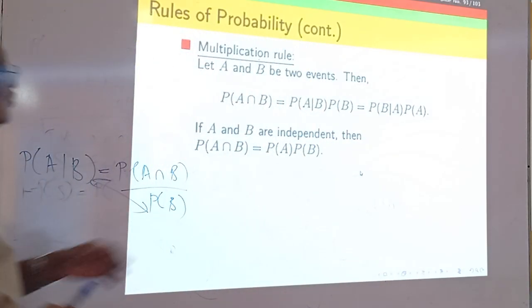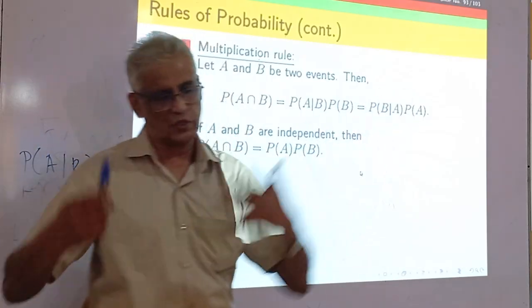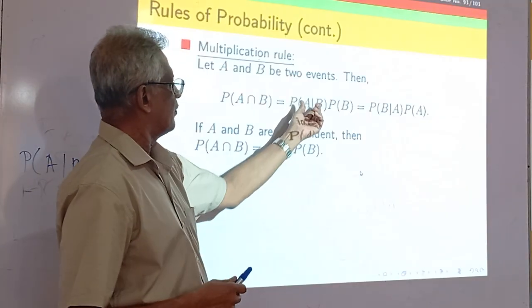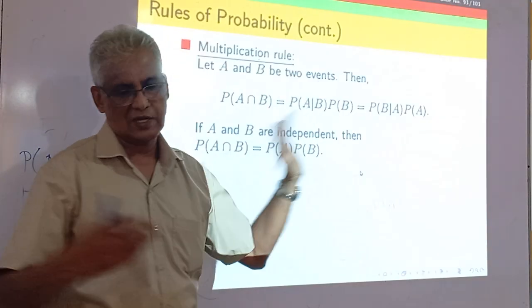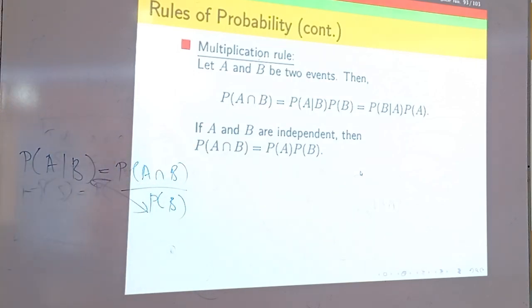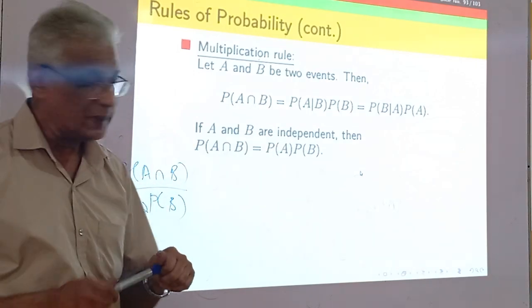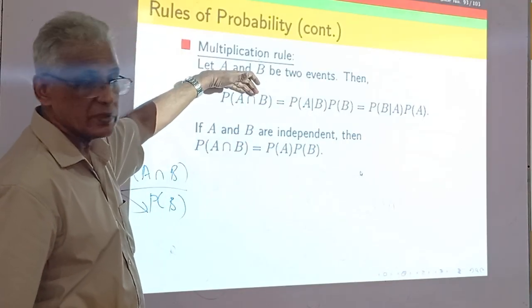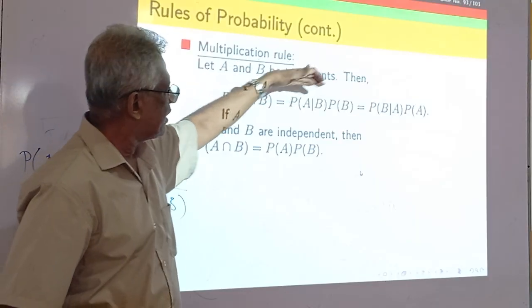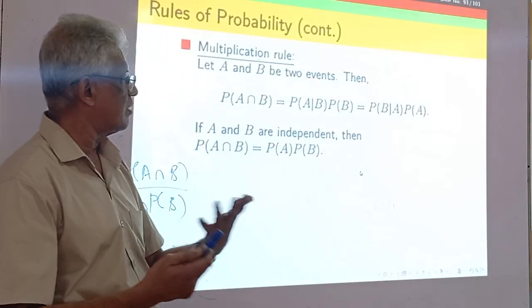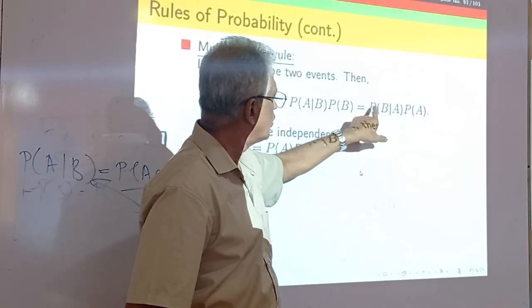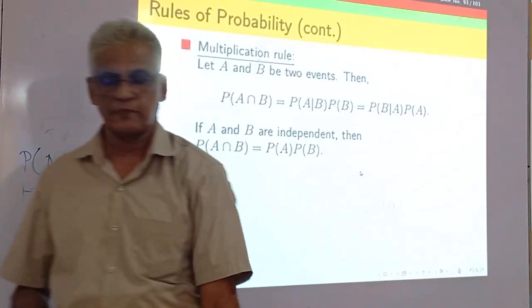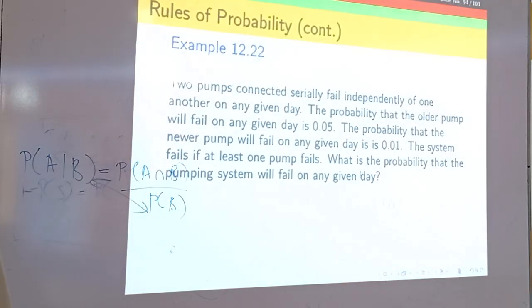So which formula you use, whether this formula or this formula, depends on how you have defined your events and which one is easy to find. The special case is if A and B are independent, then this one will be equal to the probability of A. So the probability of the intersection is equal to the probability of A times the probability of B. And similarly, if A and B are independent, this probability will be equal to the probability of B. Okay, so those are the main ones.